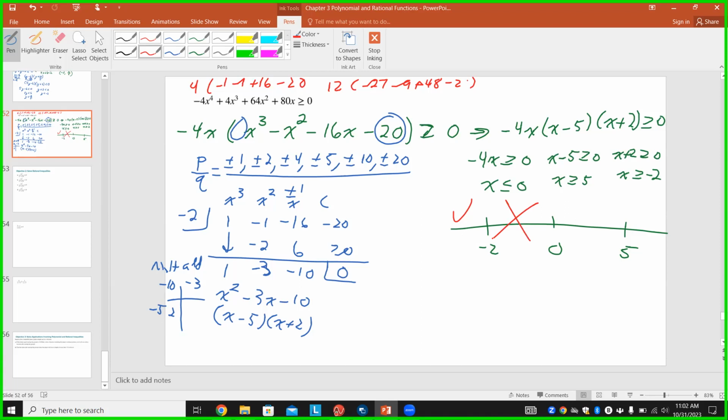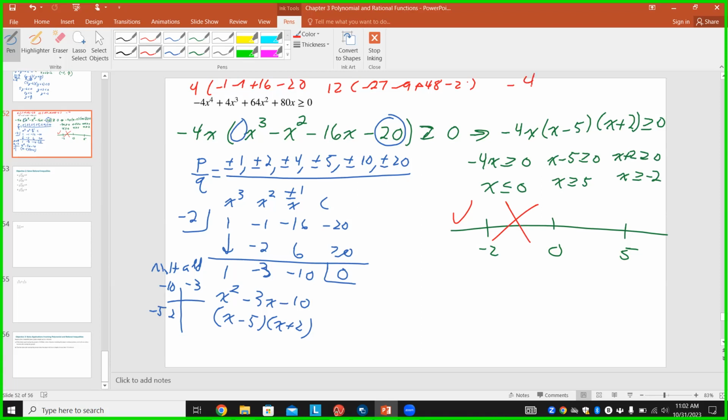Choose a number between 0 and 5. 1. So you get negative 4. I need more room in my slides. Then that's going to be 1 minus 1 minus 16 minus 20. Obviously, that's going to be a negative times a negative, which is a positive, which is greater than or equal to 0. So that does work.